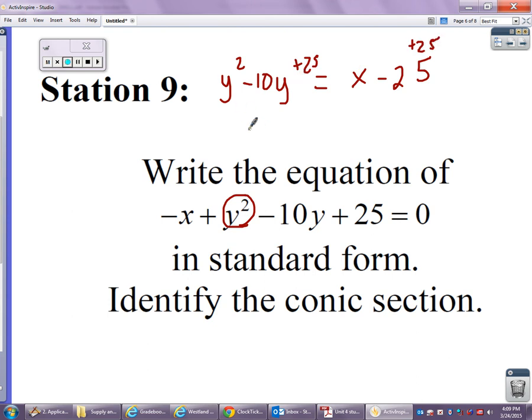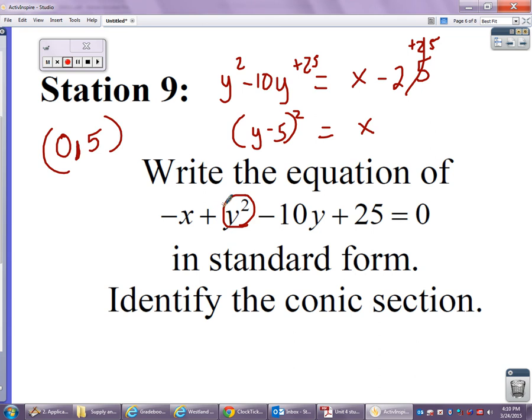So this side, if I factor, will be (y minus 5) squared equals, and then here the 25's cancel out, I'm just left with x. And now here is my final form of the parabola. I could see that with this being negative 5, and there's no translation by the x, my vertex is going to be at 0, 5.